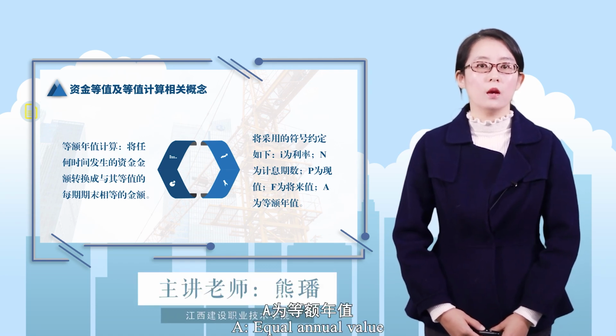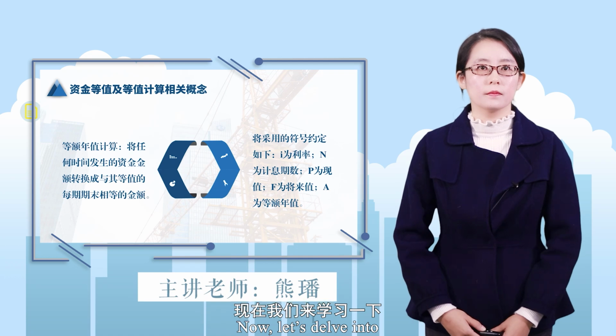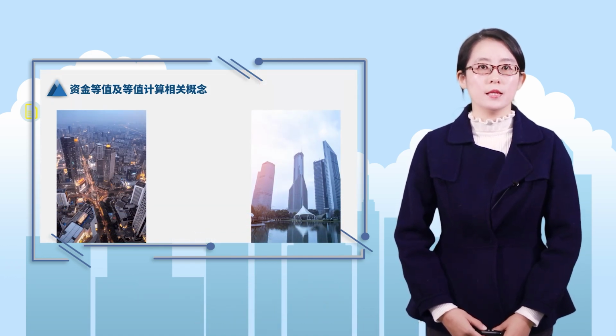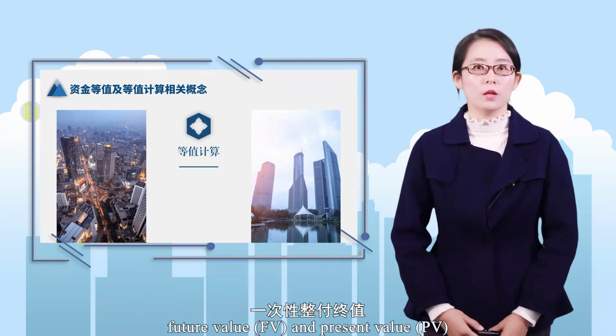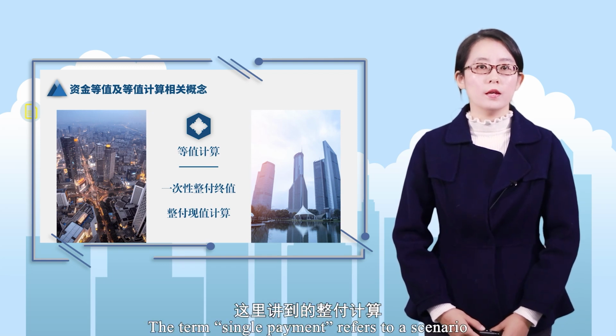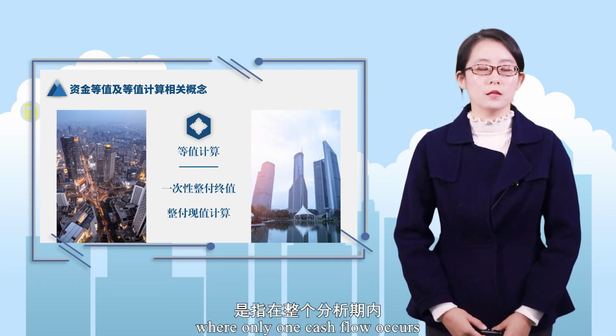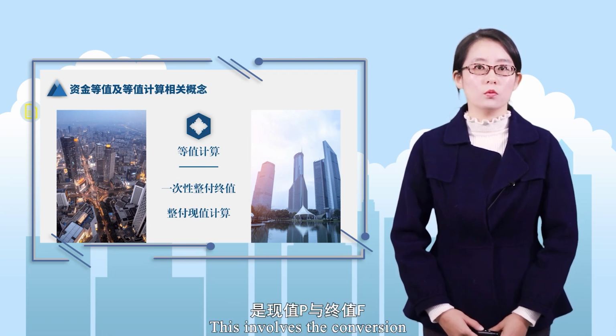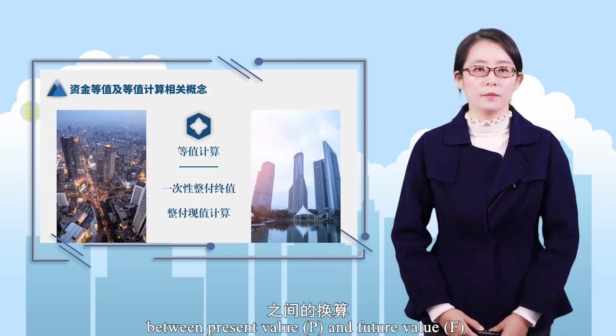A: annual value. Now, let's delve into the calculation of single payment future value, FV, and present value, PV, in equivalent calculations. The term single payment refers to a scenario where only one cash flow occurs within the entire analysis period. This involves the conversion between present value, P, and future value, F.